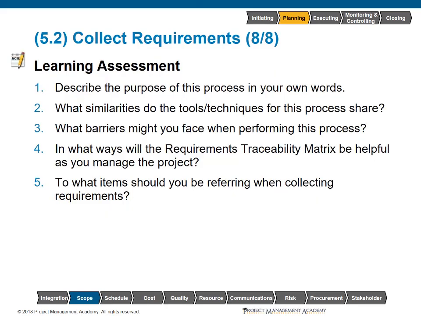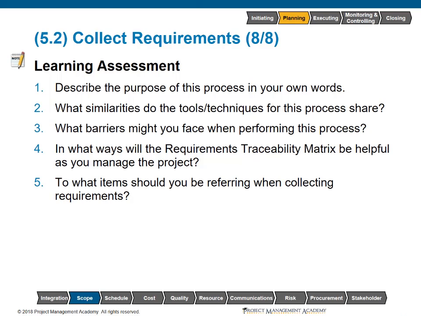Collect requirements. Learning assessment. Describe the purpose of this process in your own words. The purpose is to gather and document all requirements which must be met for the project to be successful. What similarities do the tools and techniques for this process share? The tools are similar in that they are mostly geared around gathering information.